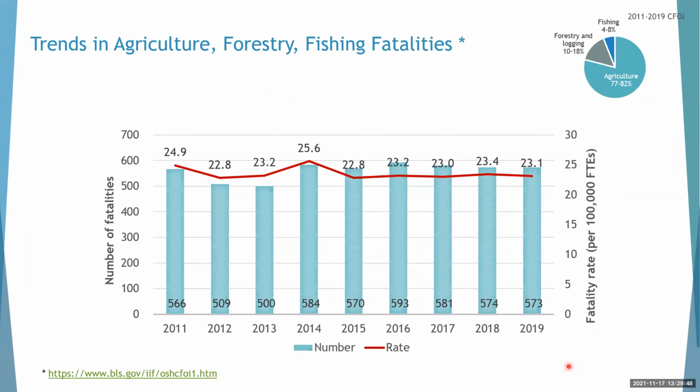Let's look at the trend, looking at the specific numbers and rates of fatalities in agriculture, forestry, and fishing from 2011 to 2019. Over the 10 years, the number of fatalities slightly increased, but the rate slightly decreased. Over the last 5 years, it's pretty flat. Also, I would like you to look at this little pie chart here. Almost 80% of the fatalities reported in the system are agriculture related, almost 15% are related to forestry and logging, and fishing is about 5% on average over the last 10 years.